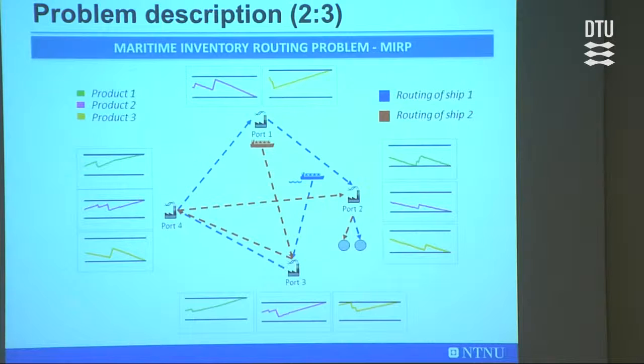So this is what happens in port 4. This is port 1, 2, and 3, and so on. And we see that the ship, for example, this ship sails starting in port 1, goes to port 3, 4 and 2, and then to an artificial end node, which is basically anywhere.